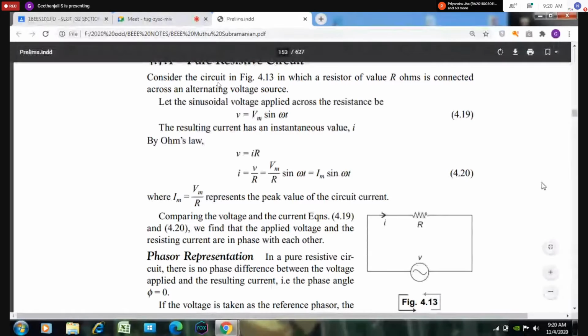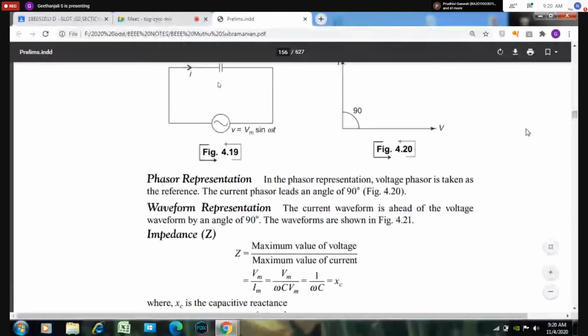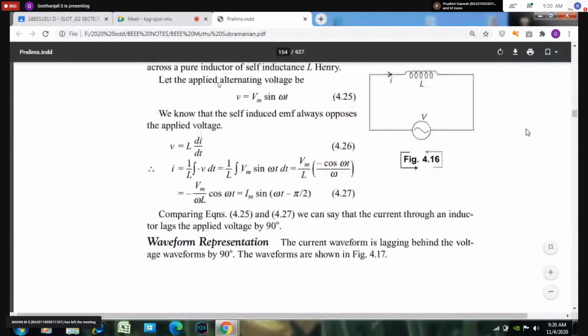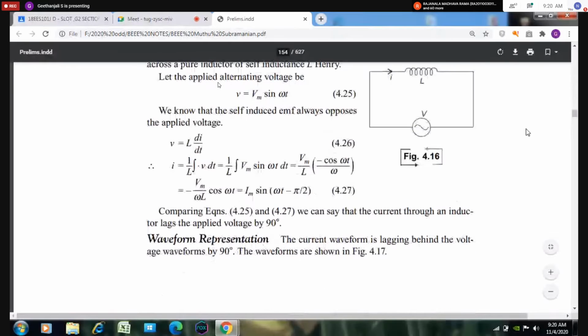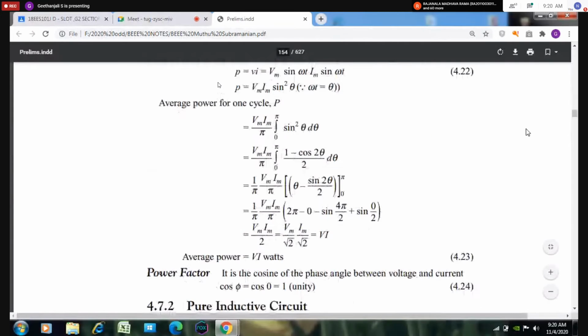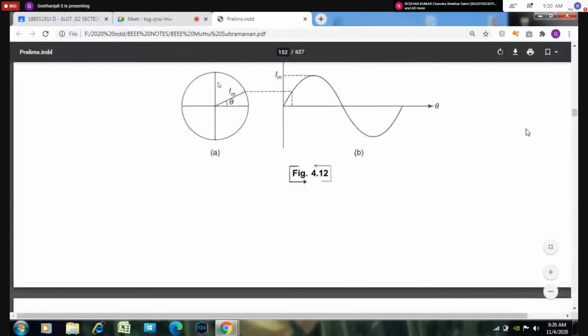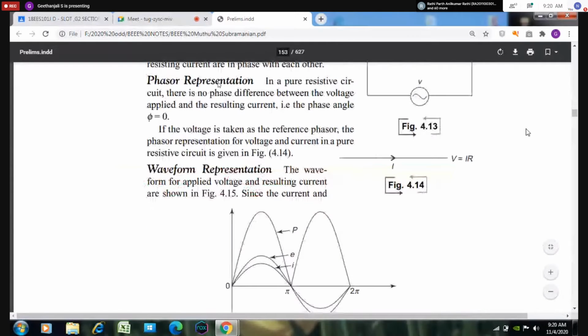So we conclude that there is no phasor difference between the voltage and the current in the pure resistive circuit. Now we will see the phasor representation. So this is the phasor representation.